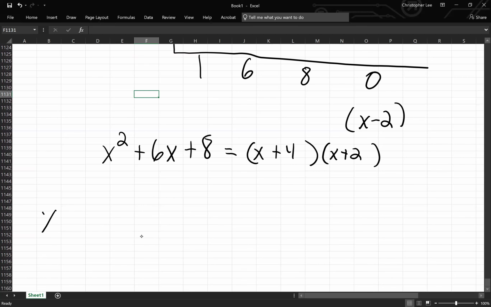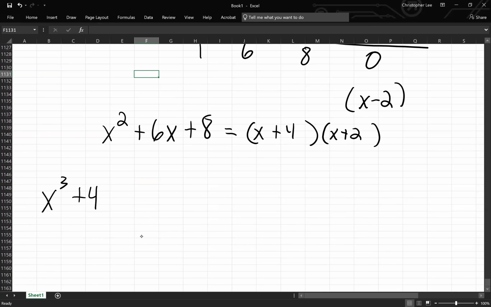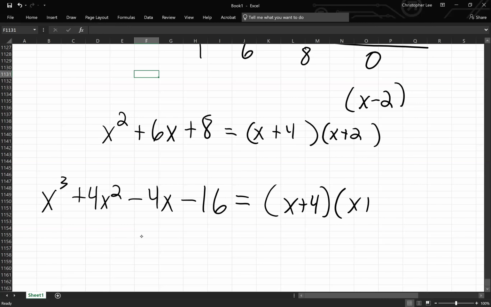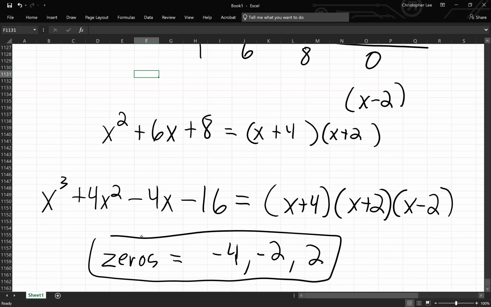So originally I had x cubed, what else? Plus 4x squared minus 4x, thank you, minus 16. And my factors are going to be x plus 4 times x plus 2 times x minus 2, right? What are the zeros? So I heard -4, -2, and 2. Perfect. Very good.